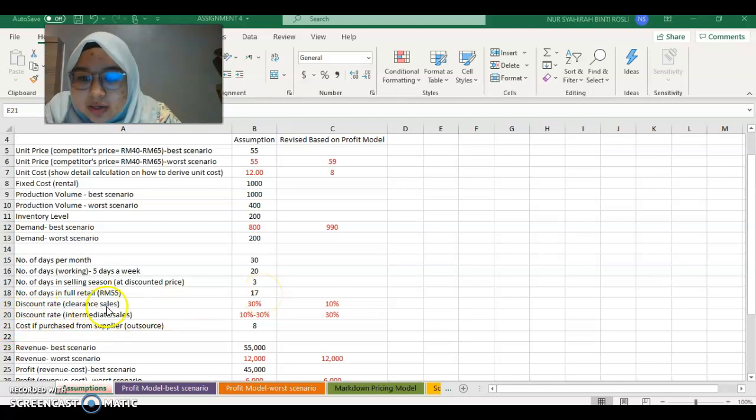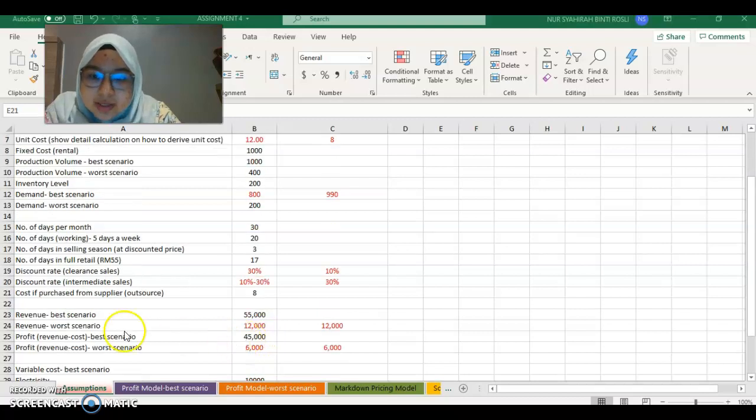And the discount rate at clearance sales is 30%, but after I revise on the scenario summary, it becomes 10%. And for the discount rate at intermediate sales, at first I assume it to be 10% to 30%, but after I revise it on scenario summary, it becomes 30%. And the cost if purchased from supplier, if outsourced, is 8 ringgit.